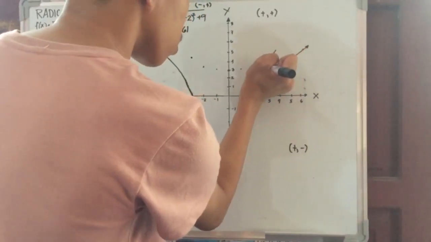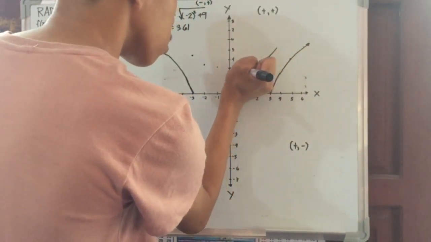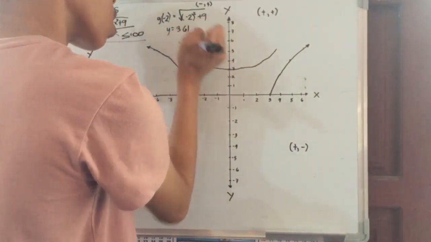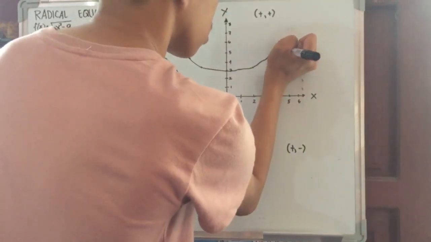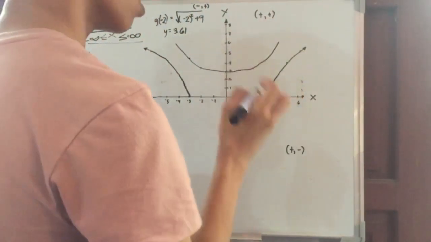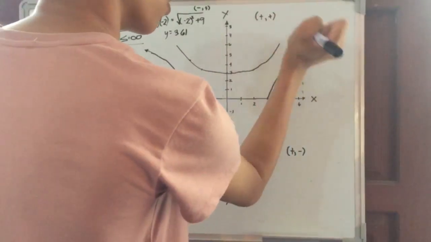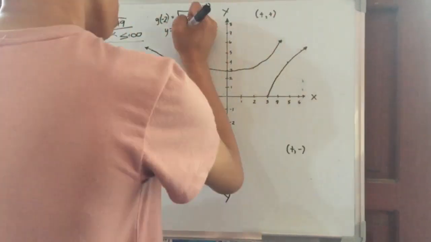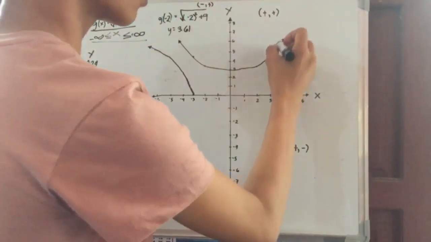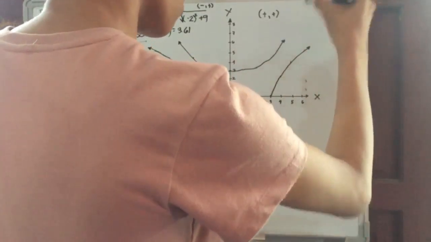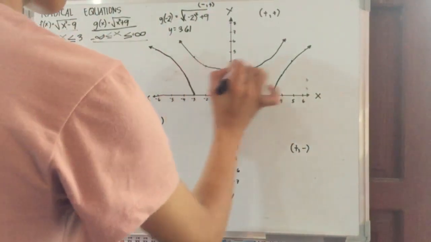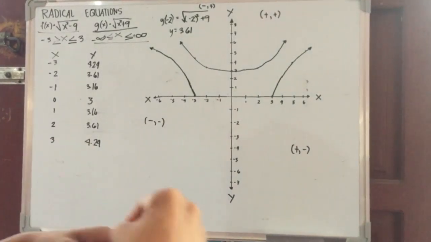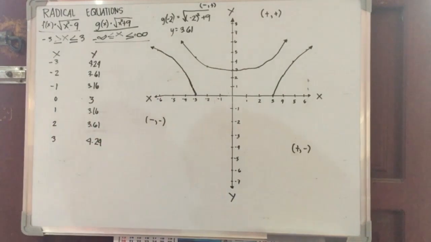By the way, always remember that you should put an arrowhead at the end to indicate that there's still a value beyond that line or beyond these coordinates. So that's our graph for our functions.